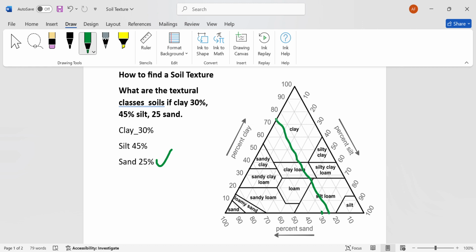This is a rough drawing. The silt is 45%, this one is 40, this one is 50, and this one is 45. And clay is 30%. As you can see here, they are all crossing at one place, in the clay loam. So we can say that the texture class of this soil is clay loam.